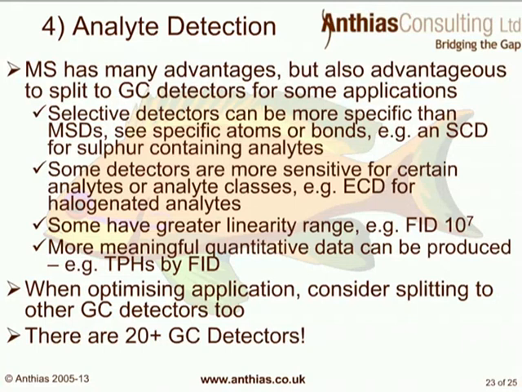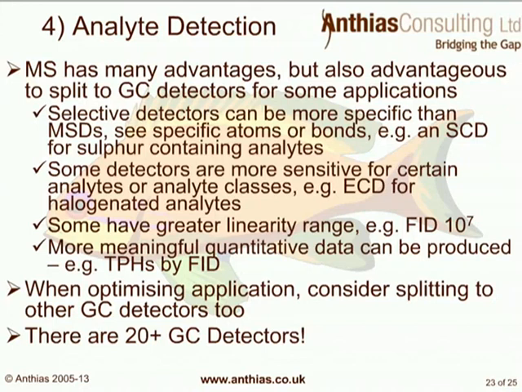Some detectors are more sensitive to certain analytes or analyte classes. For example, the electron capture detector is very, very sensitive for halogenated type compounds. Other detectors, for example, the flame ionization detector, have a very large linearity range of 10 to the power of 7. So if you're analyzing samples across a very, very wide range of concentration, that's quite a useful detector to use. Also, some detectors can produce more meaningful quantitative data. If we're looking at total petroleum hydrocarbons, we might want an overall area rather than the area of individual peaks, and therefore an FID might be better.